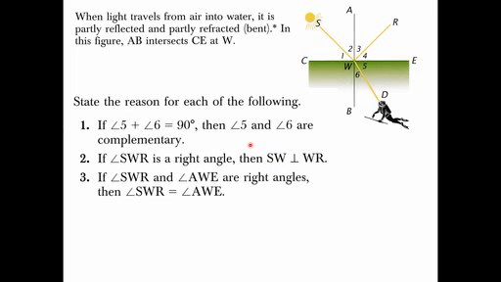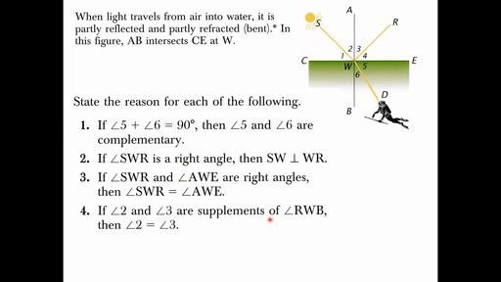Keep working your way through it, assuming you're pausing when you have to. Now we've got SWR and AWE are both right angles. Then we're going to say that they're equal. Why can you say that? Look back through this lesson in your book. They're both right angles. We have a corollary.